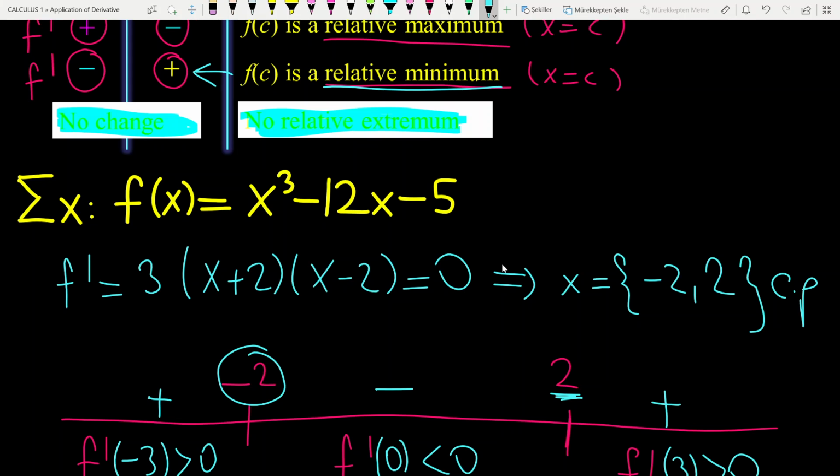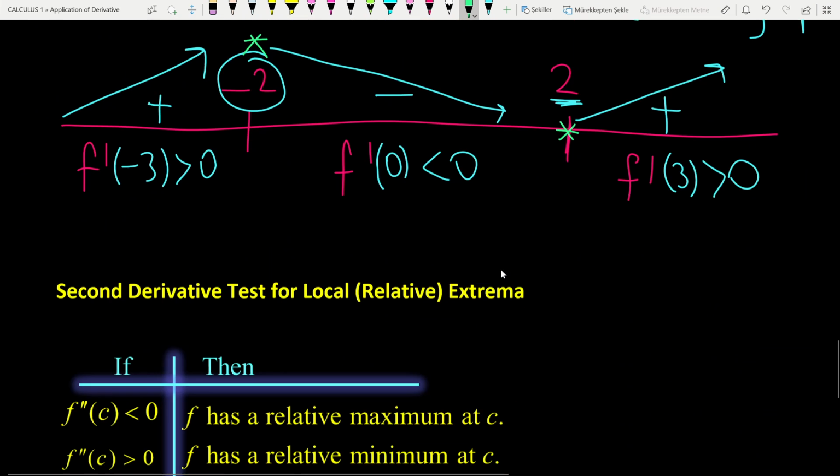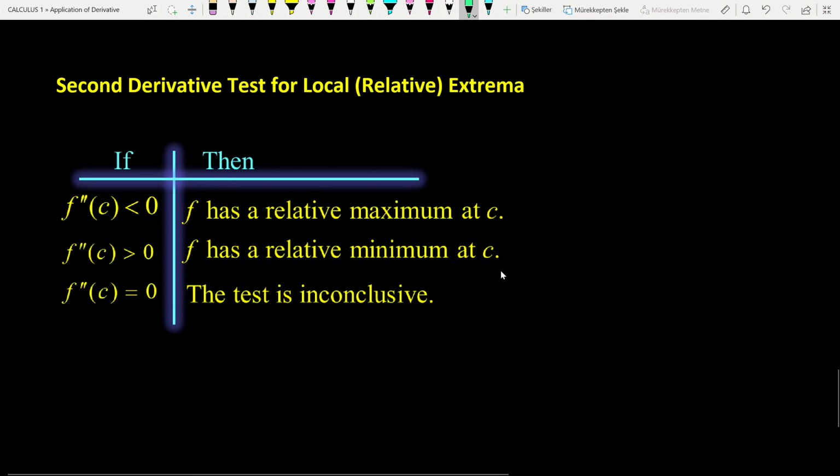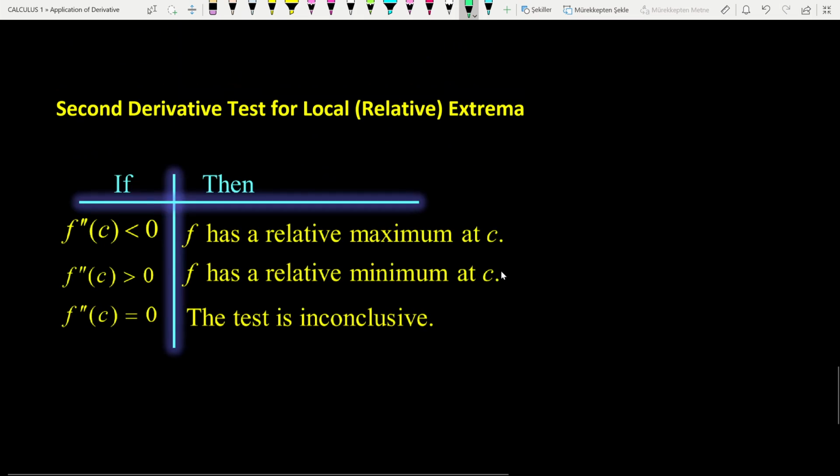Since f prime is positive, the function must increase. The function decreases here and the function increases here. This is also another way to choose the maximum and minimum. See, this is the maximum point, this is the minimum point, and they are local extrema points. And the final remark, second derivative test for local extrema. This is the final test to find local extrema points.